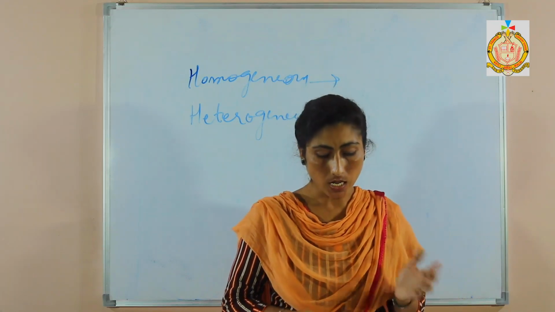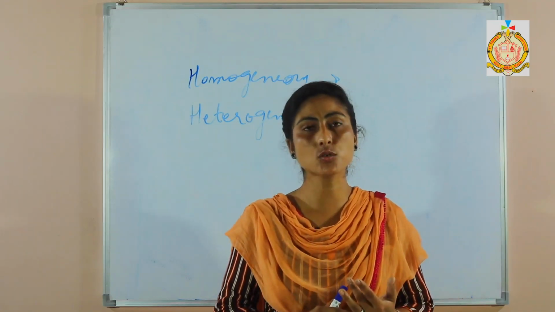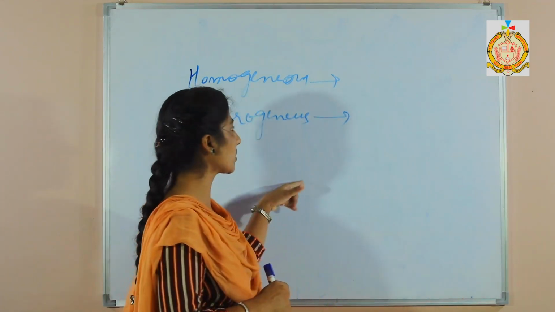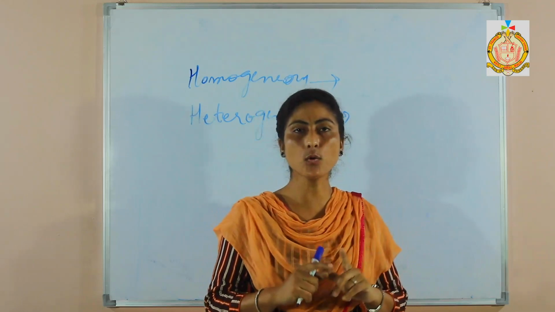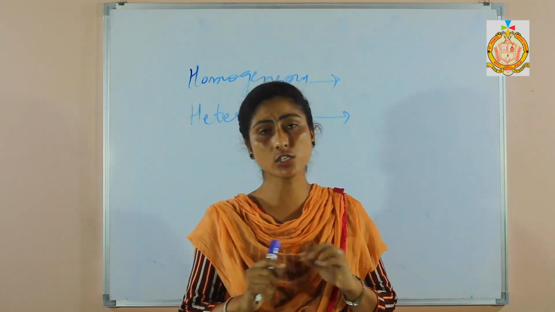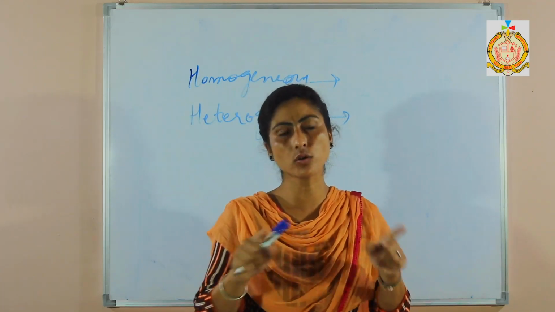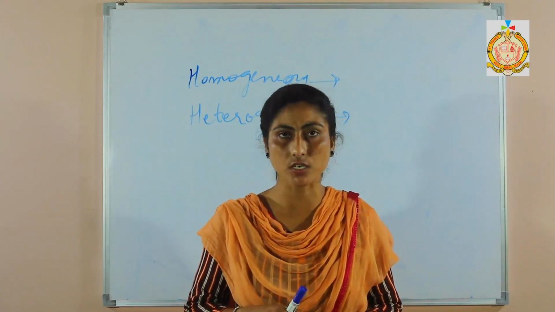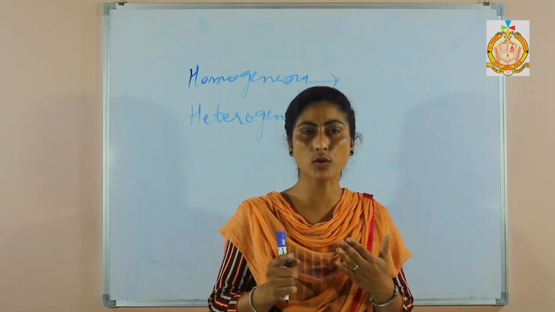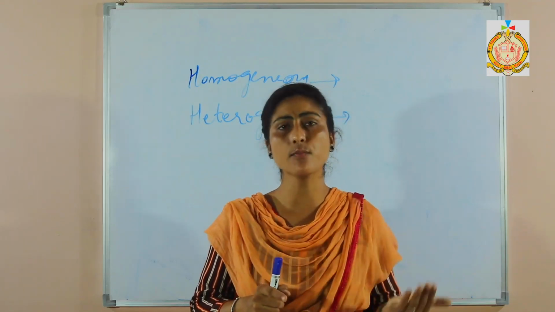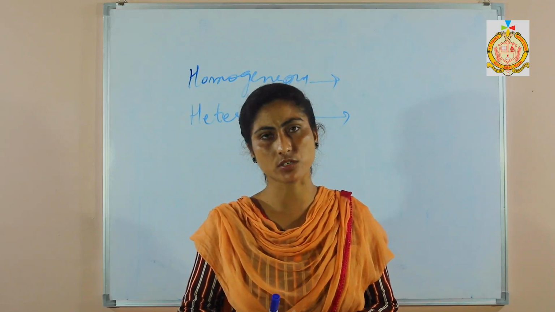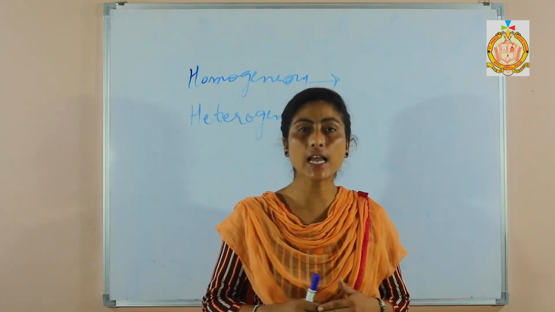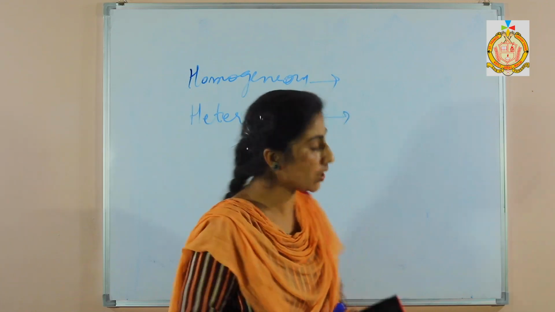For example, sugar solution, salt solution and air are homogeneous mixtures. And a heterogeneous mixture is one in which the components are not distributed uniformly throughout the mixture. For example, sand in water is a heterogeneous mixture, and iron filings and sulfur powder, when mixed together, make a heterogeneous mixture.